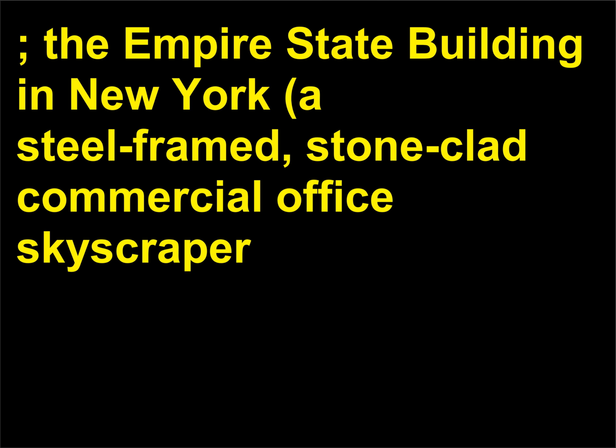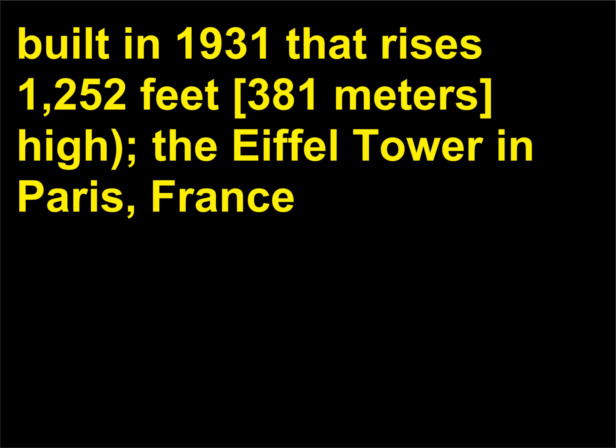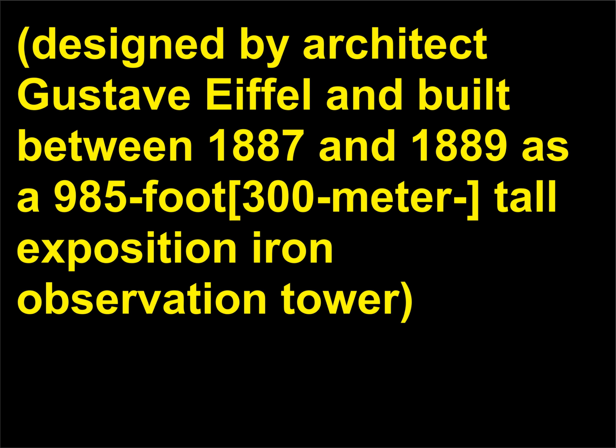The Empire State Building in New York, a steel-framed, stone-clad commercial office skyscraper built in 1931 that rises 1,252 feet (381 meters) high; the Eiffel Tower in Paris, France, designed by architect Gustave Eiffel and built between 1887 and 1889 as a 985-foot (300-meter) tall exposition iron observation tower.